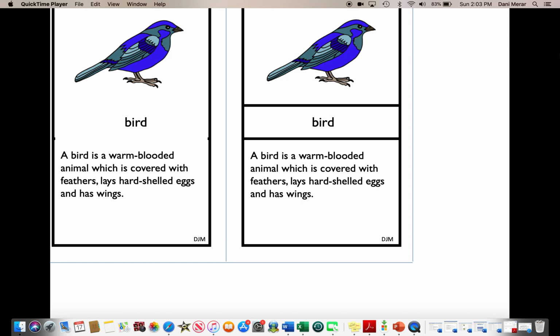So, a bird, we know that one of the 5 classes of vertebrates is a bird. And a bird is a warm-blooded animal which is covered with feathers, lays hard-shelled eggs, and has wings. We also know that some of the other characteristics of birds are that most of them can fly, and they're vertebrates.